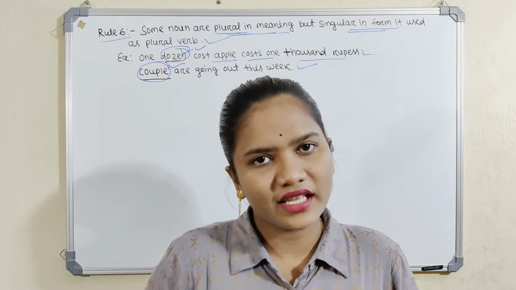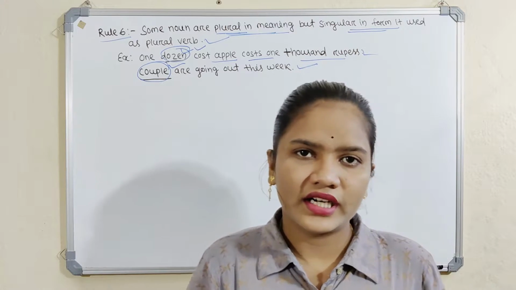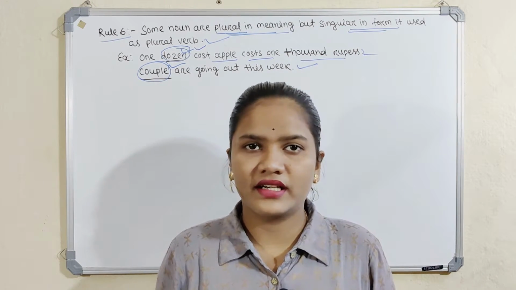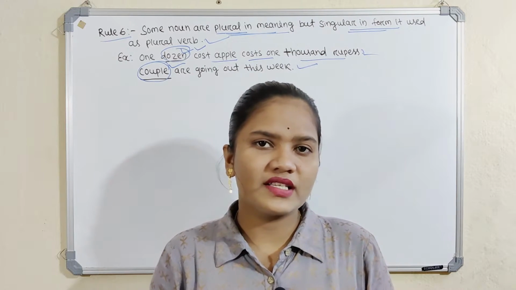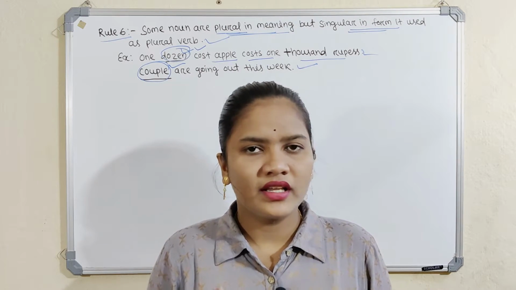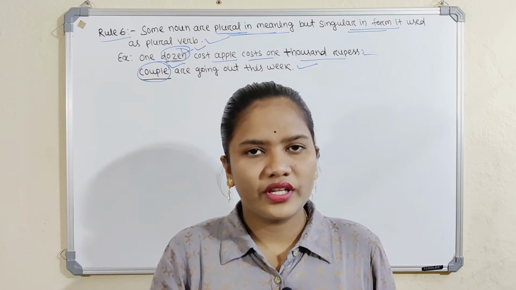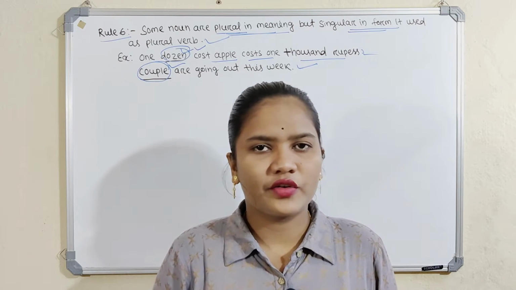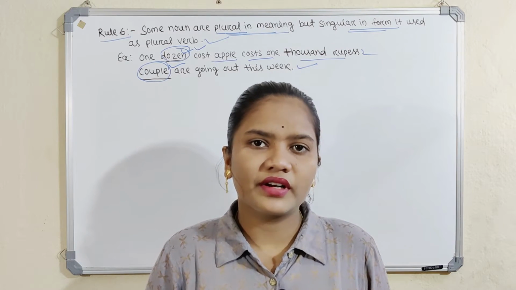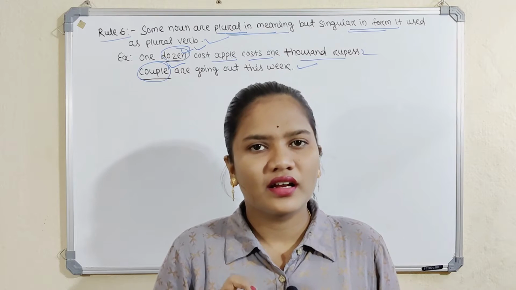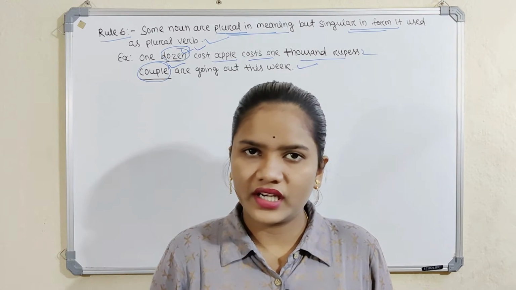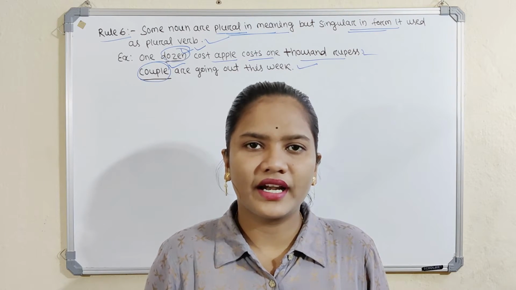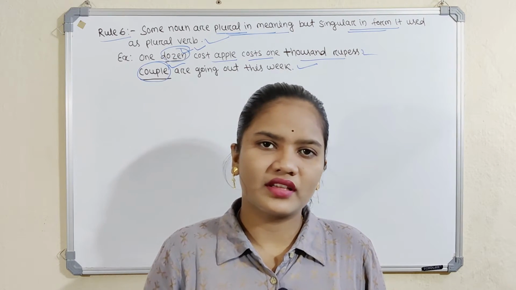In the first class I taught you what a subject is. The subject is who is performing in the sentence, and what is performed in the sentence is called the verb. When the subject agrees with the verb, the sentence will be grammatically error free. So subject and verb agreement is needed for a grammatically correct sentence. I taught you in yesterday's class, and today I taught you the six rules behind it and how it is used with examples.